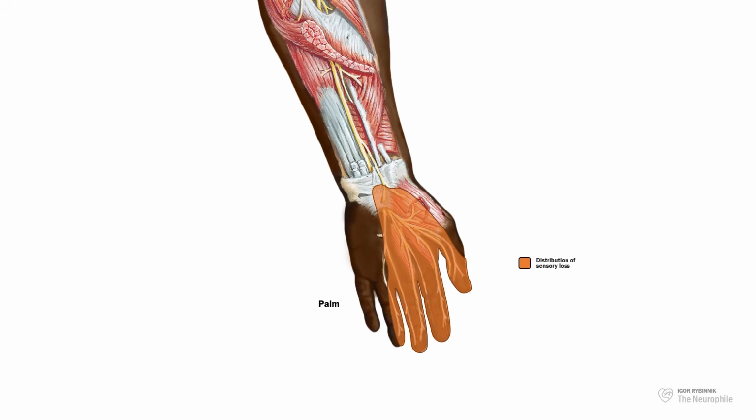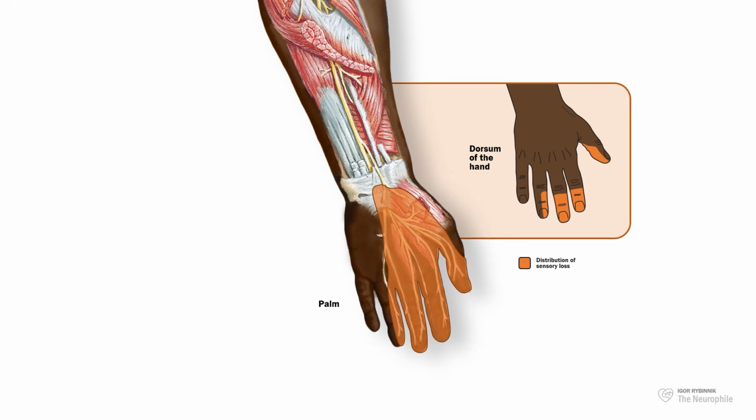The median nerve also provides sensory information from the hand through its branches. On the palmar side, it innervates the thumb, the second and third digits, half of the fourth digit, and the thenar eminence. On the dorsum of the hand, it innervates the distal tips of the first three fingers and lateral part of the fourth finger.